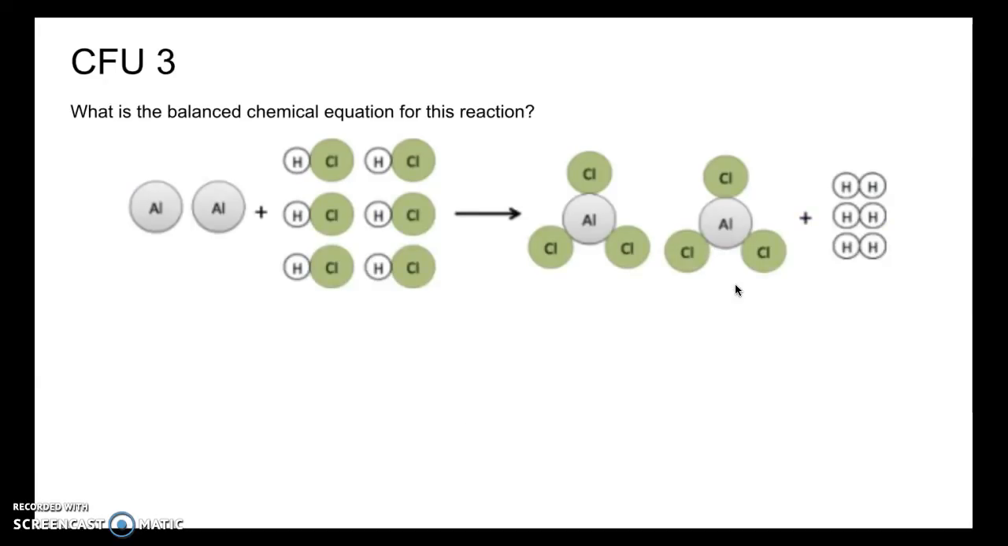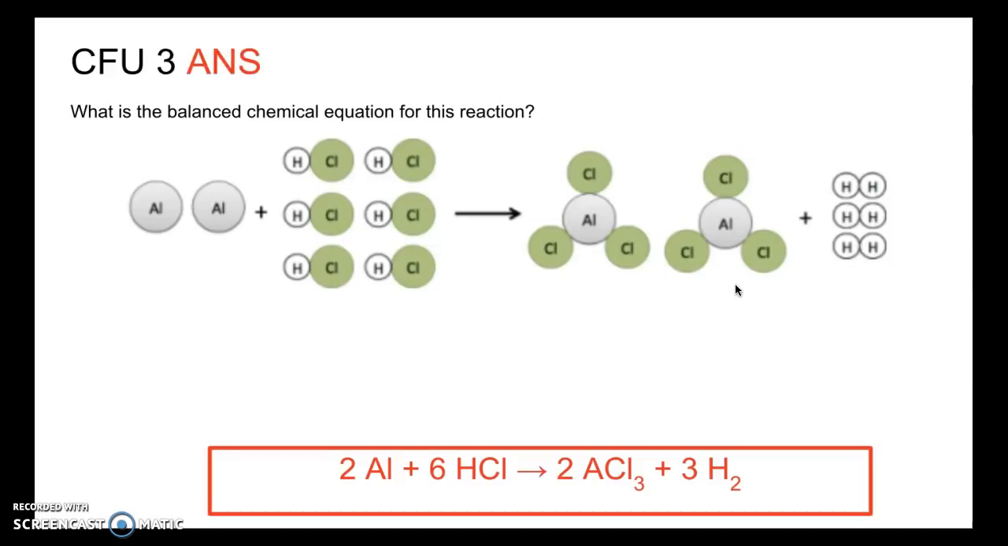All right, so here's your CFU. I want you to write the balanced chemical equation for this reaction. Pause the video now. When you press play again, the answer will be revealed. Great, so here's the answer. 2Al plus 6HCl produces 2AlCl3 plus 3H2.